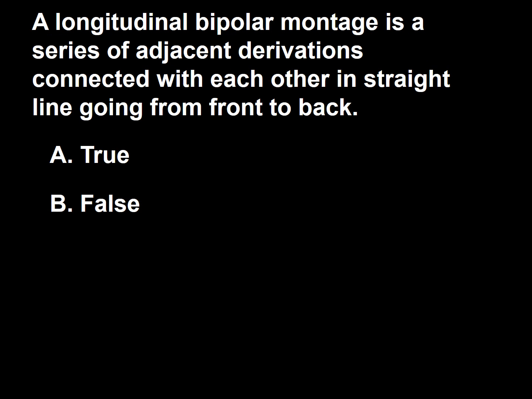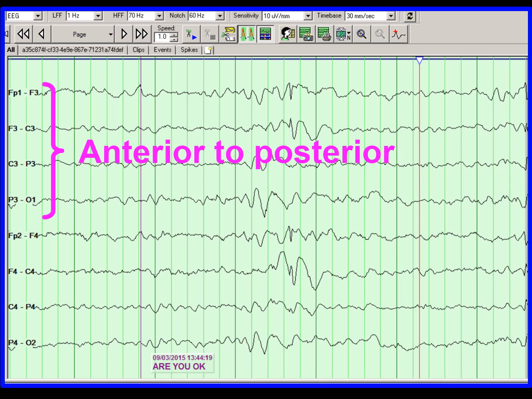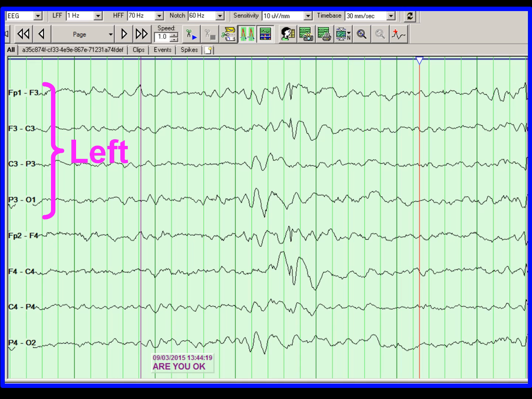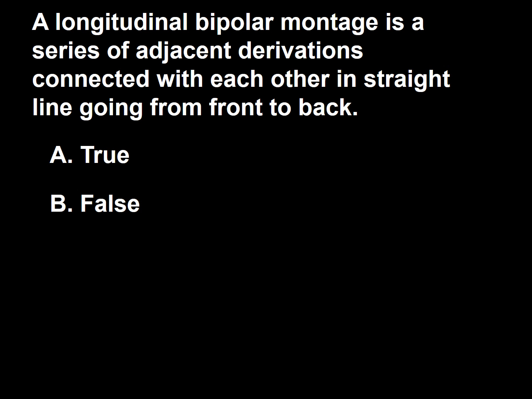Next question. A longitudinal bipolar montage is a series of adjacent derivations connected with each other in a straight line going from front to back. A true, B false. This frame shows a typical longitudinal bipolar montage. It goes anterior to posterior, with left on top and right on the bottom. So the answer to this question is A, true.